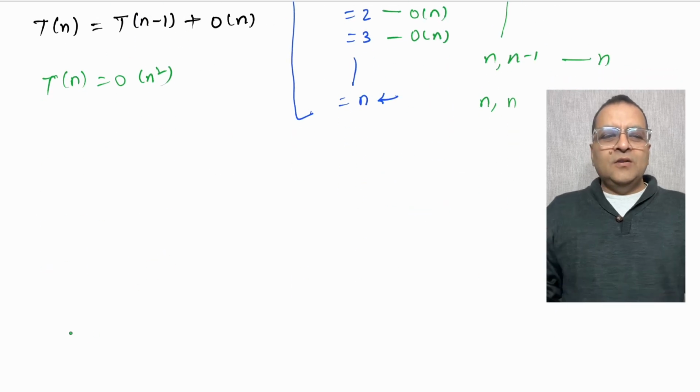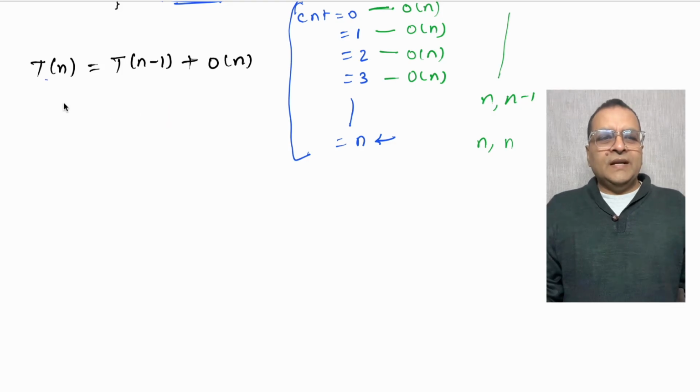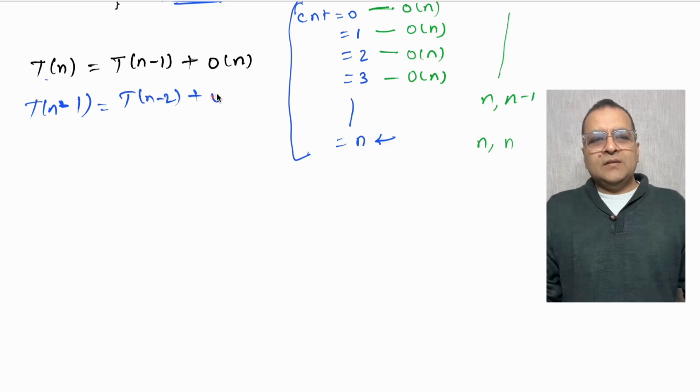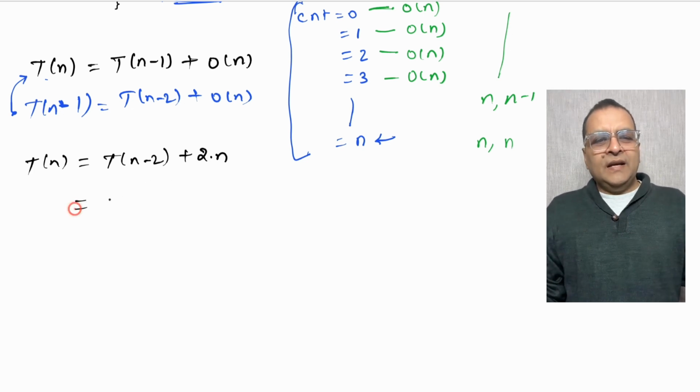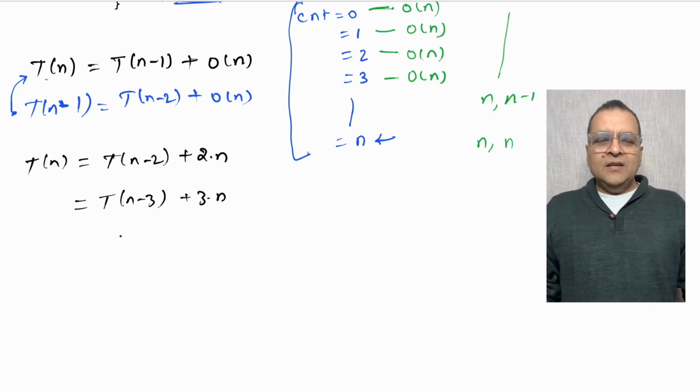What if we have to solve this using the substitution method? So we can say that T of n minus 1 is equal to T of n minus 2 plus order of n. If you substitute this equation, this blue equation, in the black one, we will get T of n is equal to T of n minus 2 plus 2 into n. If you substitute n minus 2 with n minus 3, then this is equal to T of n minus 3 plus 3 into n. You keep on doing it like this until you reach T of 1.